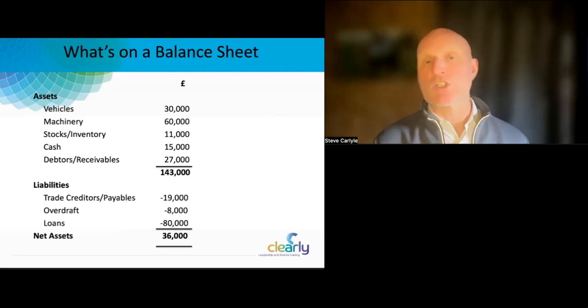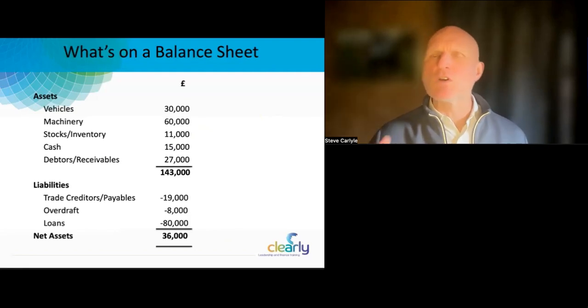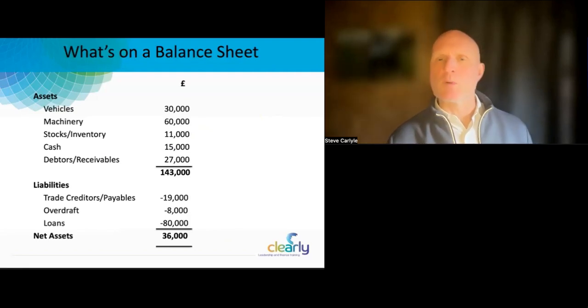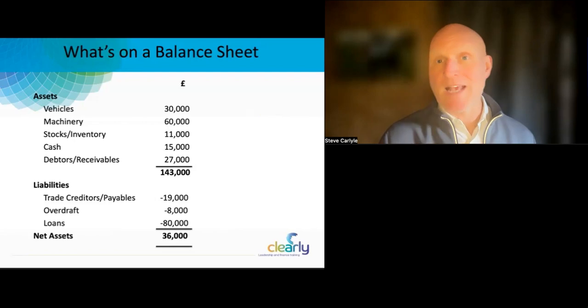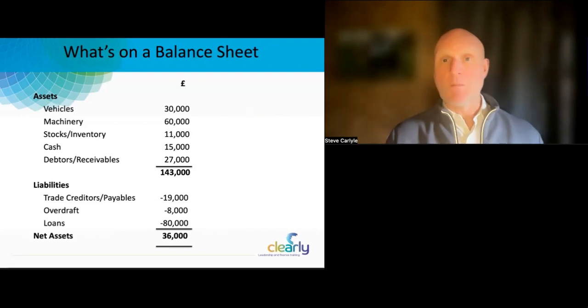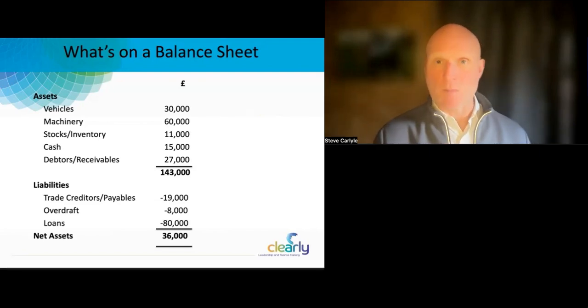We've also got cash up there as an asset, and we've also got something called debtors or receivables. Debtors is the old-fashioned name, receivables is the modern name, and it's the name for people who owe us money. So they are assets. People who owe us money are assets. Debtors are assets. People who owe debts to us are our assets, because they're going to pay us in cash, aren't they? Hopefully they'll pay us in cash. Yeah, so they're our assets.